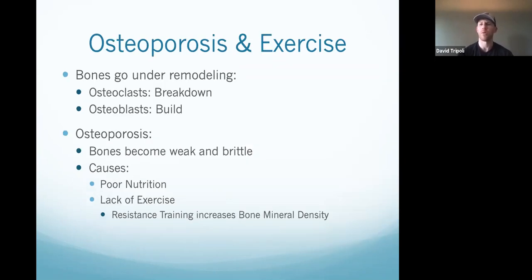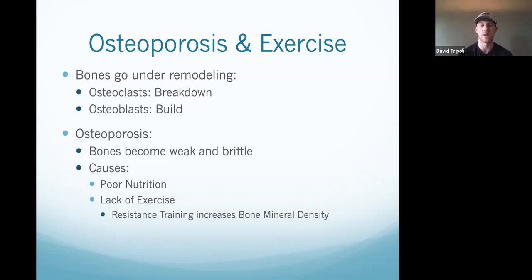Kind of a why, a real important thing. So with bones, osteoporosis and exercise, bones go under remodeling. When we talk about developing bone mineral density, that's one of the positive adaptations of exercise, resistance training. You're building up bone because they want to be able to resist more of that force, because you put a stress on them. So osteoclasts are breakdown, and then osteoblasts are building.